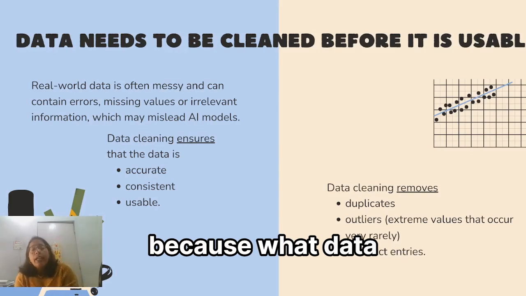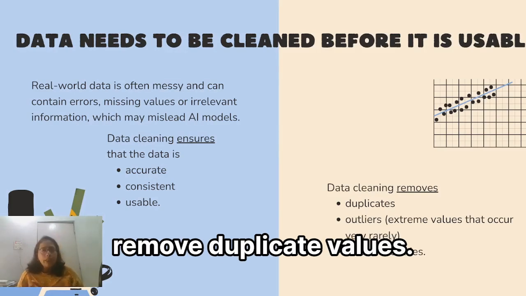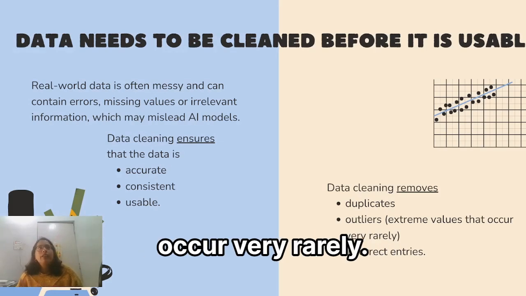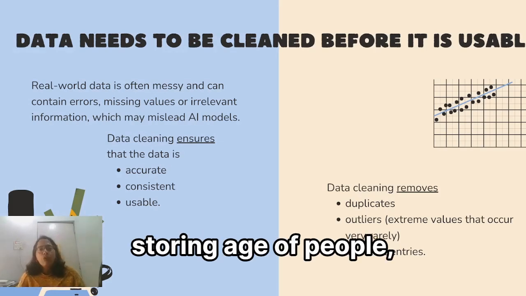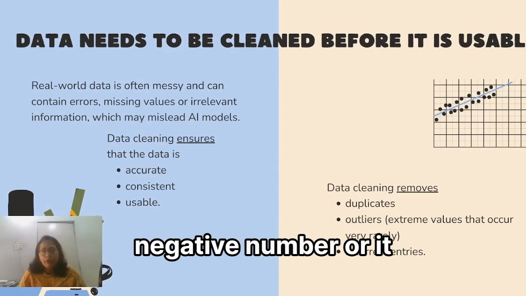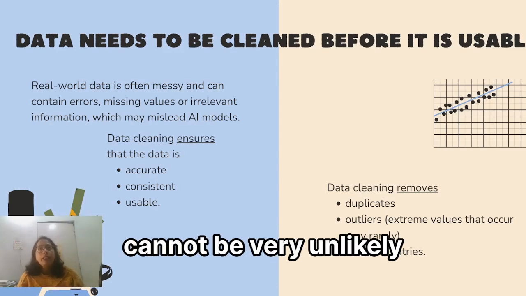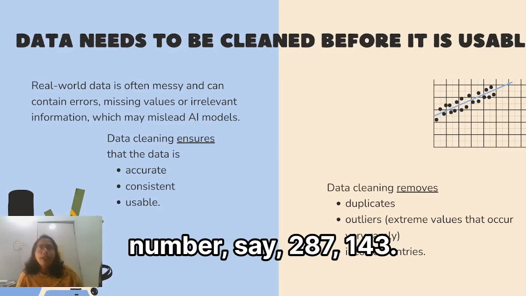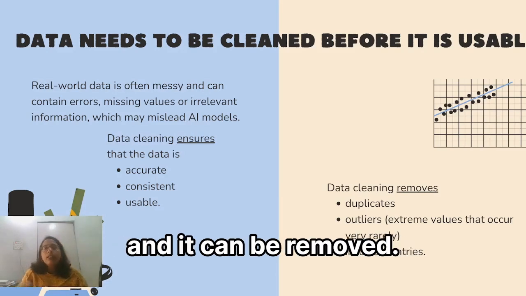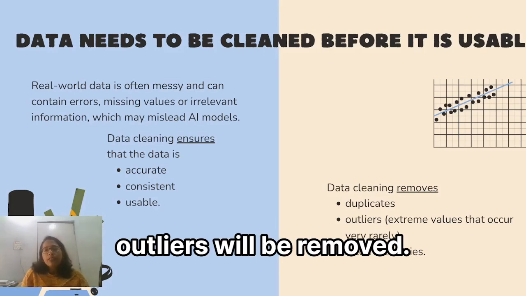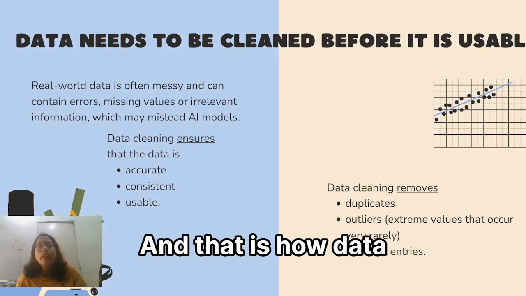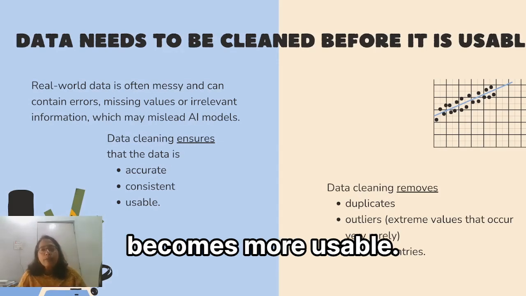Because what data cleaning will do, it will remove duplicate values, it will remove outliers. What are outliers? Extreme values that occur very rarely. For instance, I am storing the age of people and I know it cannot be a negative number, or a very unlikely number, say 287,143. If that data is there, that means it is inaccurate and it can be removed. So incorrect entries and outliers will be removed, duplicates will be removed, and that is how data is cleaned so that it becomes more usable.